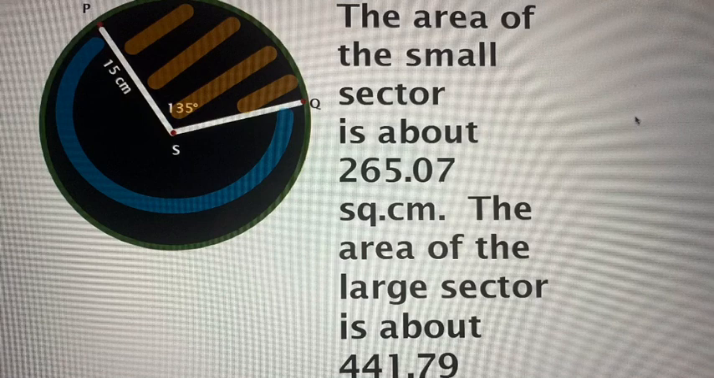Let's see how you did. The area of the small sector is about 265.7 square centimeters. The area of the large sector is about 441.79 square centimeters. How'd you do?